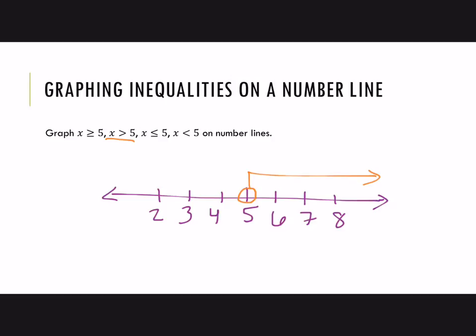Okay, x is less than or equal to 5. So this would include the number 5 itself. So you do a closed circle, and then things that are less than 5 would be to the left of 5. And if we wanted x is less than 5, we would use an open circle on 5 and then shade everything to the left.